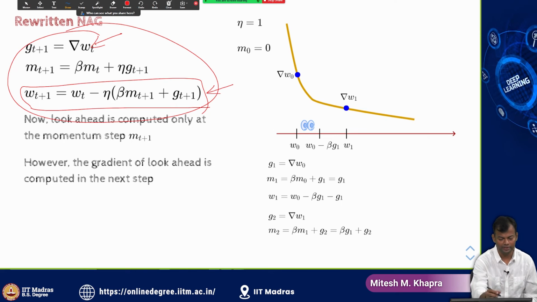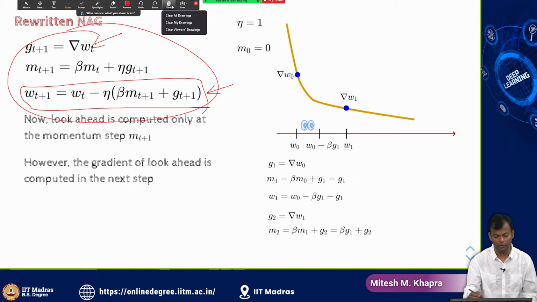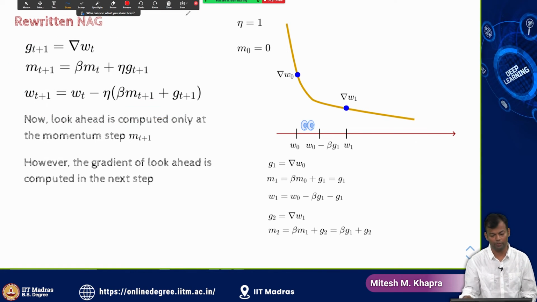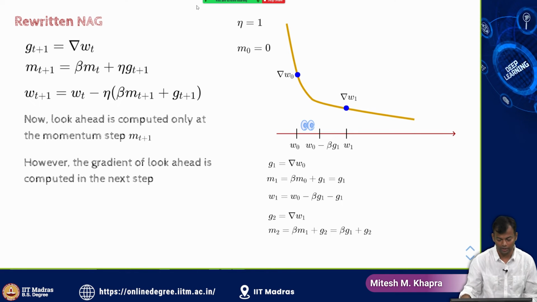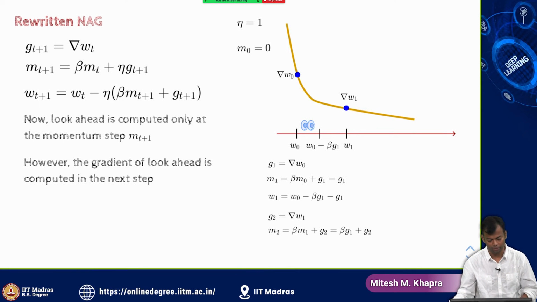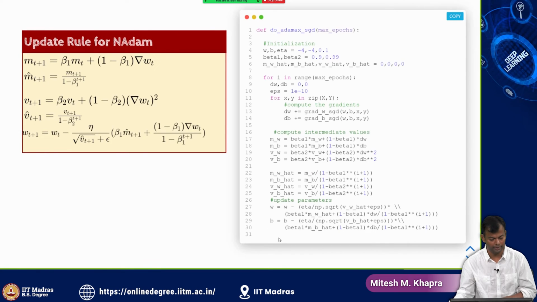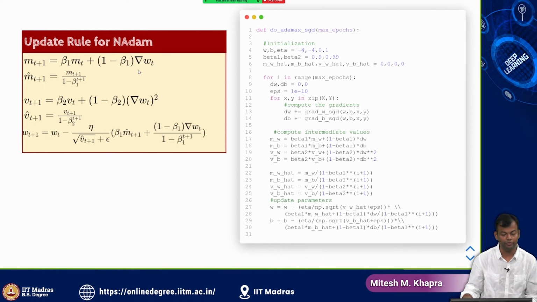And the reason we are doing this is that, based on this set of equations, these are the equations that we want to bring to Adam, right? And then the update rule for Adam will look quite simpler. So this is what the update rule for Nadam is.